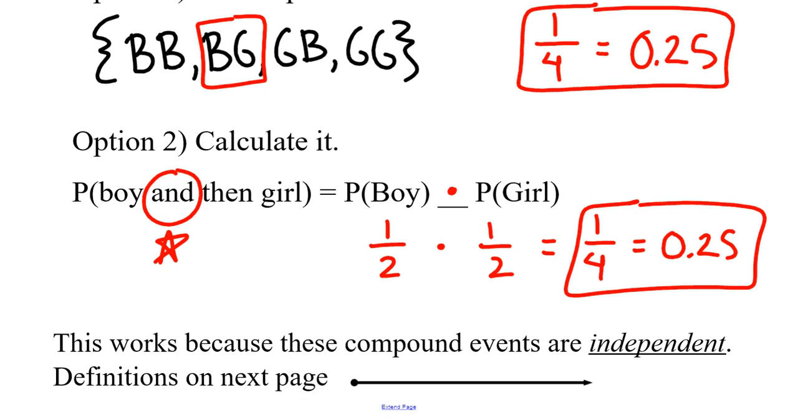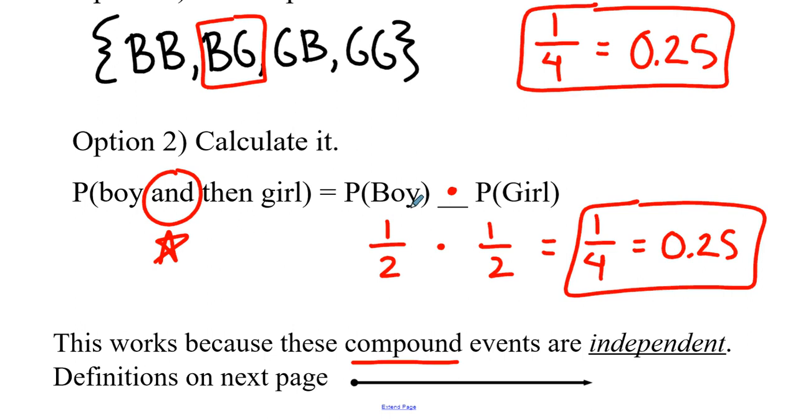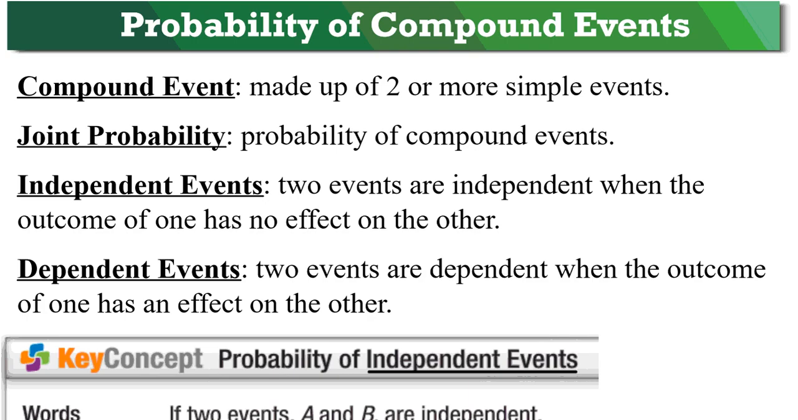The reason that this process works is because these compound events, meaning more than one, these multiple events are said to be what we call independent. And we're going to define these terms on the following page. So a compound event is an event that is made up of two or more simpler events. Our last one was a compound event because it was made up of two simpler events, boy first and then girl second. The joint probability is the corresponding probability of compound events. Two events are said to be independent when the outcome of one has no effect on the other.